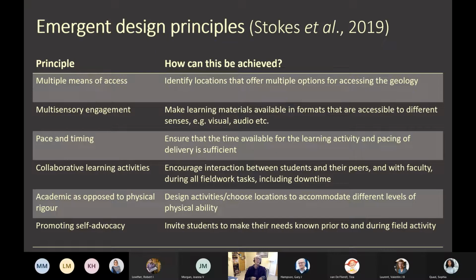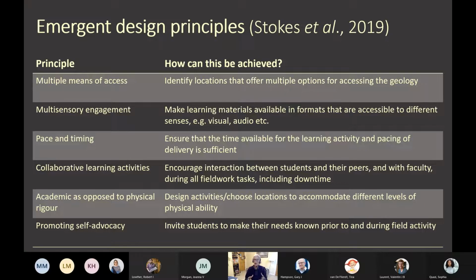So the emergent principles that came from this study, published in a paper that I led in 2019, were around offering multiple means of access, ensuring multiple types of engagement, so thinking about different senses, paying attention to pace and timing, making sure that our learning activities are collaborative, and thinking about academic as opposed to physical rigour.